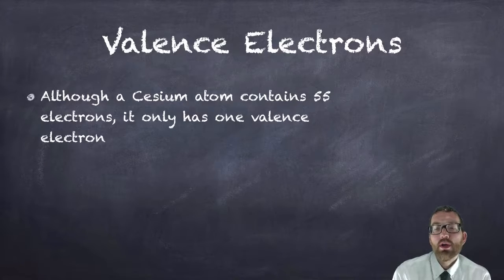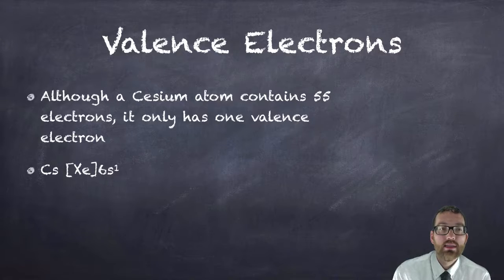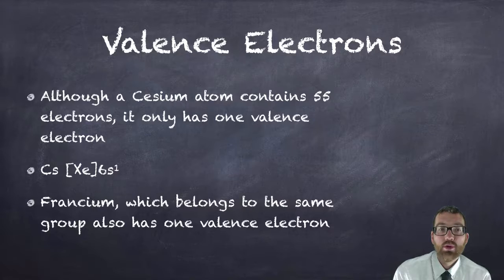But you probably don't want to do an orbital diagram every single time you want to determine the number of valence electrons. Cesium, for example, contains 55 electrons. You could put 55 arrows in boxes, but you'd get pretty sick of it. If you did, you would see that it only has 1 valence electron. Cesium's configuration in shorthand would be this: it has everything xenon has, plus 1 electron in the 6s sublevel. Francium, which is in the same group, has even more electrons than cesium, but it also has 1 electron in the 7th energy level.